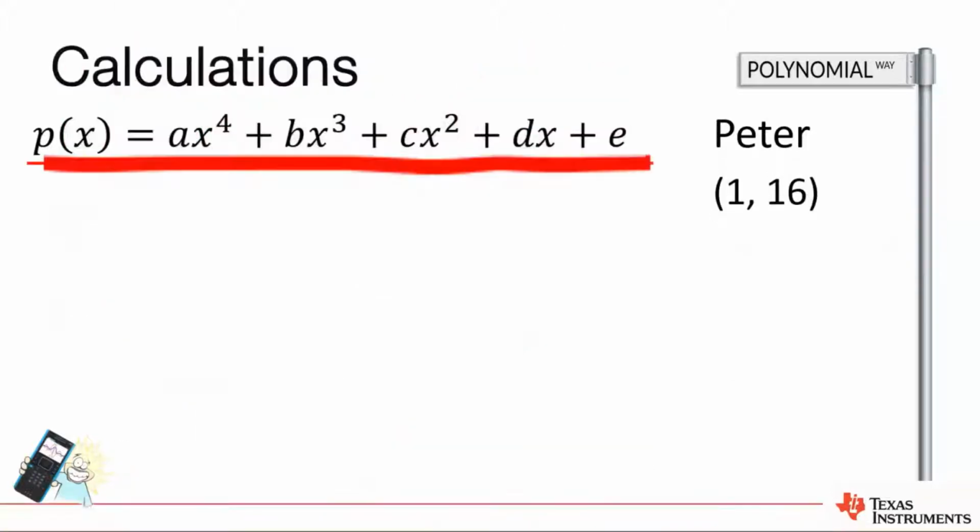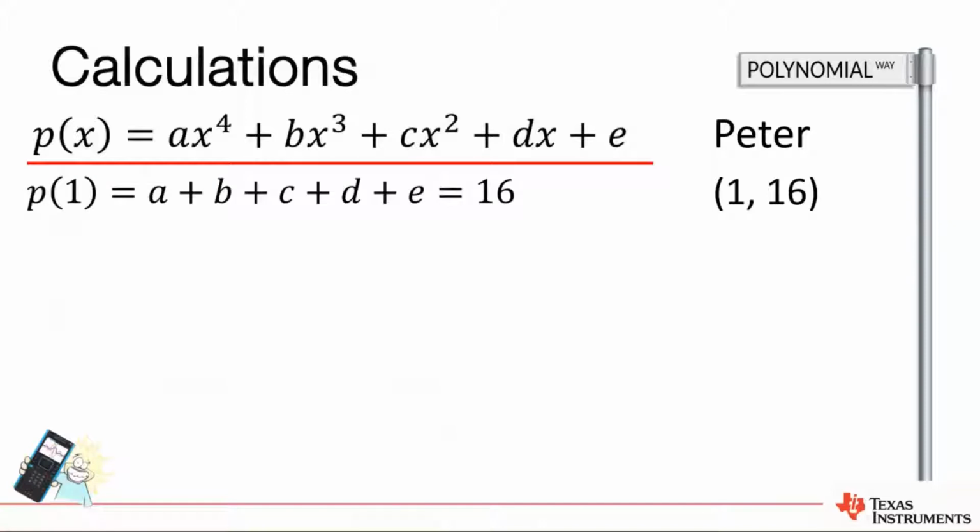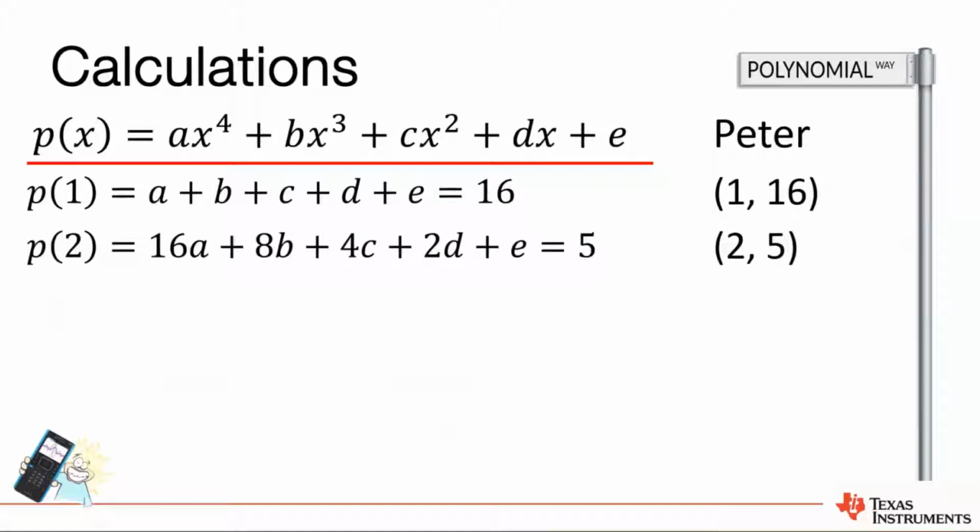So our first point, when we substitute that in, we're substituting x equals 1, in other words, p of 1. So we'd be able to state p of 1 equals 16. And when we do that, we get an equation that looks like that. So I've substituted x equals 1, which would give me a plus b plus c plus d plus e equals 16. One equation, 5 unknowns. If I substitute in my next point, that is p of 2, that would give me an equation that looks like that.